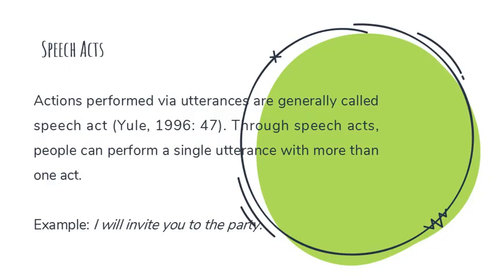The first one is speech acts. People do not only produce utterances containing grammatical structures and words, they perform actions via those utterances. Actions performed via utterances are generally called speech acts. Through speech acts, people can perform a single utterance with more than one act. For example, I will invite you to the party. It means that the speaker intends on future action called inviting.